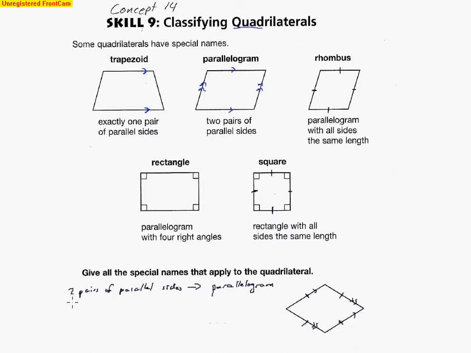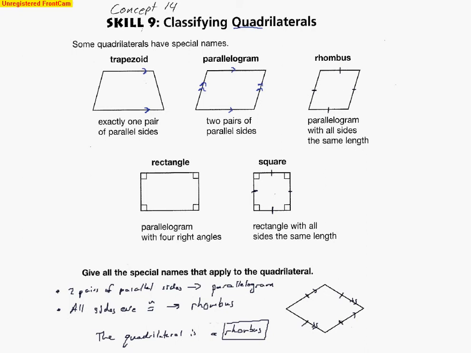Well, I see that all sides are the same. All sides are congruent. Those four marks signify that all sides are the same. So that tells me that it is also a rhombus. And so if I want to be very specific, I would say that this quadrilateral is a rhombus, because that tells the reader that the sides are parallel and the lengths of the sides are all the same.